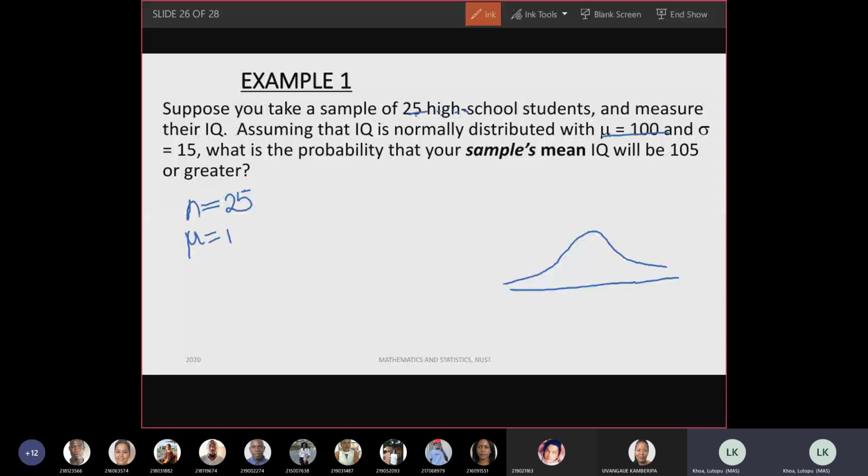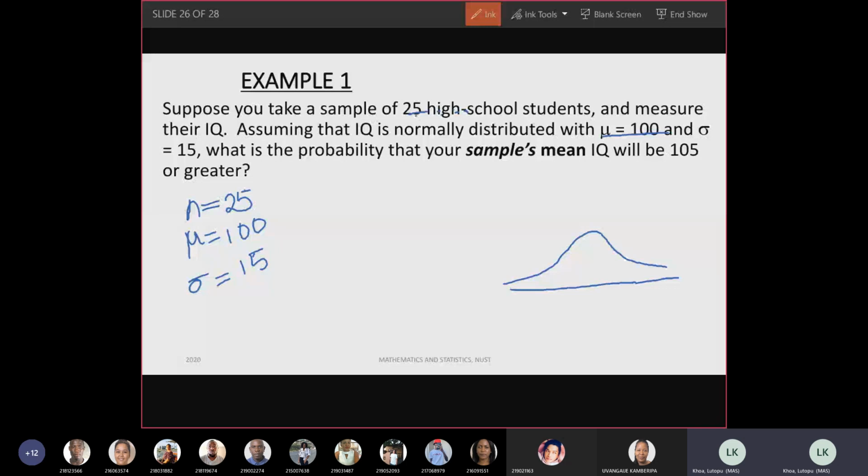Mu is equal to 100. Then sigma is equal to 15. Now it says, what is the probability that your sample's mean IQ will be 105 or greater? So you know what the average IQ is. It's about 100. Now you want to know, now that I've sampled these 25 high school students, what is the probability that their IQ will be 105 or higher?